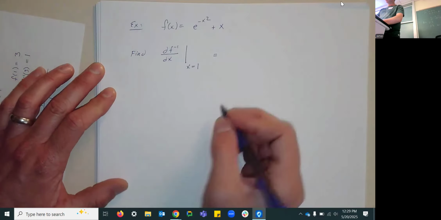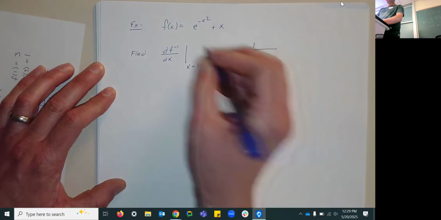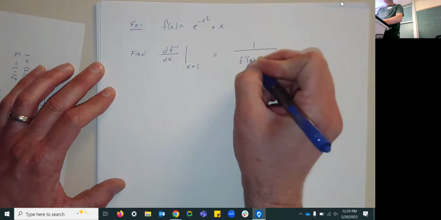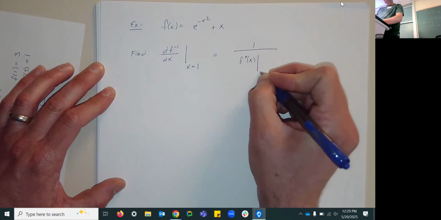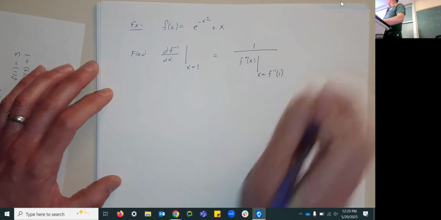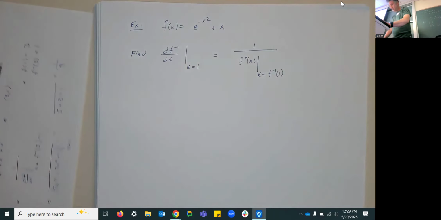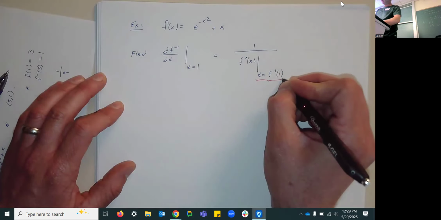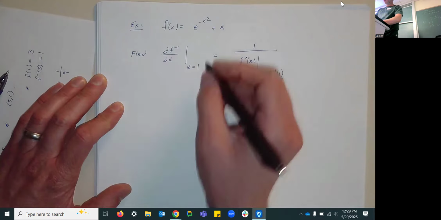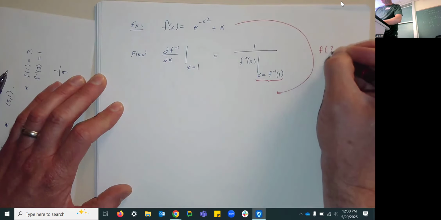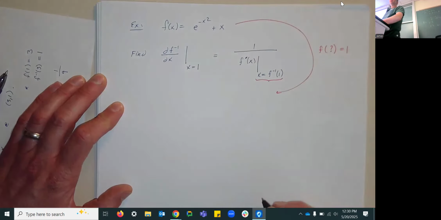So what you're going to have to find is 1 over f prime of x, and you're going to have to plug in x equal to f inverse of 1. Or in other words, to figure out what you need to plug in here, you're really asking the question, f of what number is equal to 1? That's going to give you f inverse of 1.